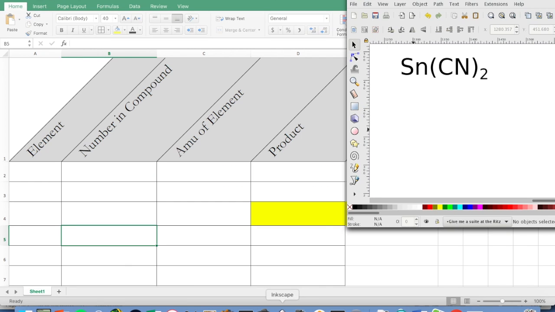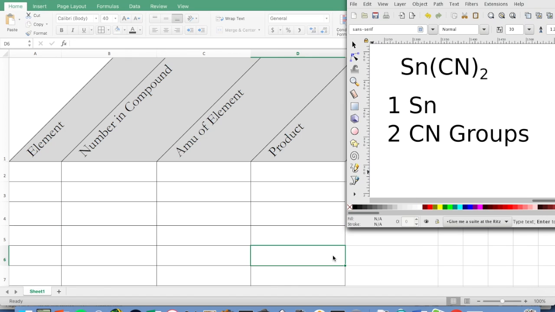So let's look at tin cyanide here, specifically tin II cyanide. It's Sn(CN)2. And this 2 here obviously applies to the whole group of cyanides. Not just the N, not just the C, but both the C and the N. In other words, I can break this chemical apart kind of like this, where I have 1 tin and 2 cyanide groups. That is, 2 Cs and 2 Ns.